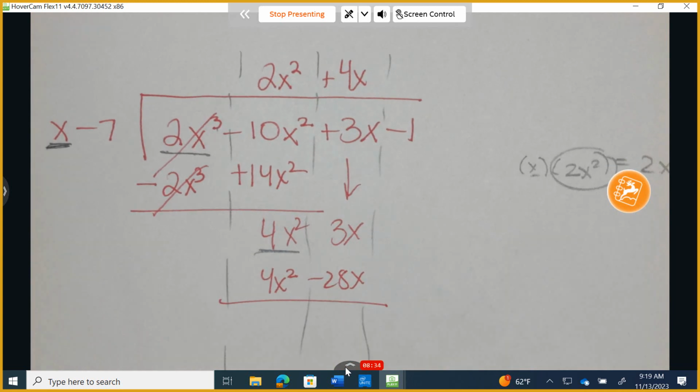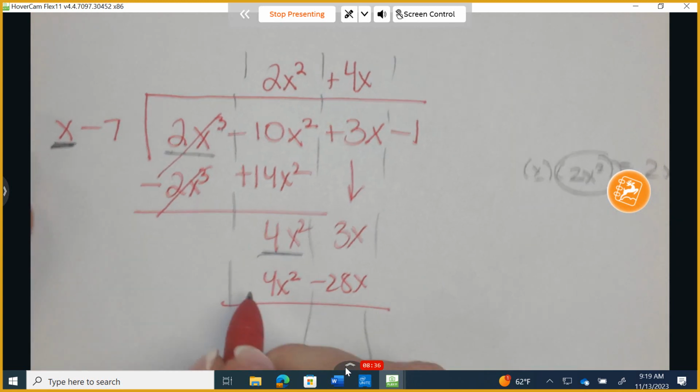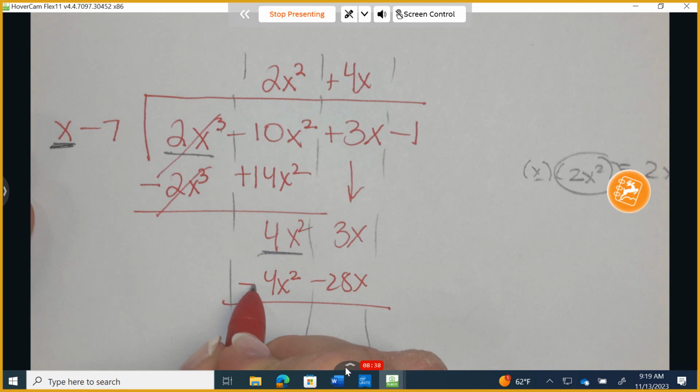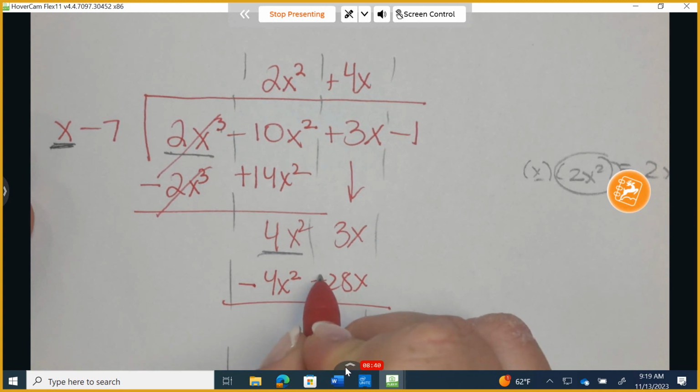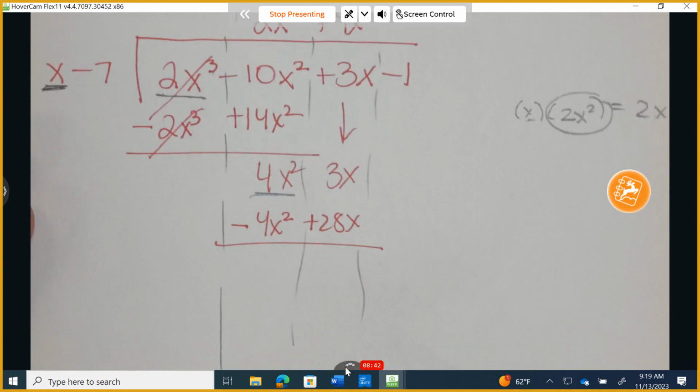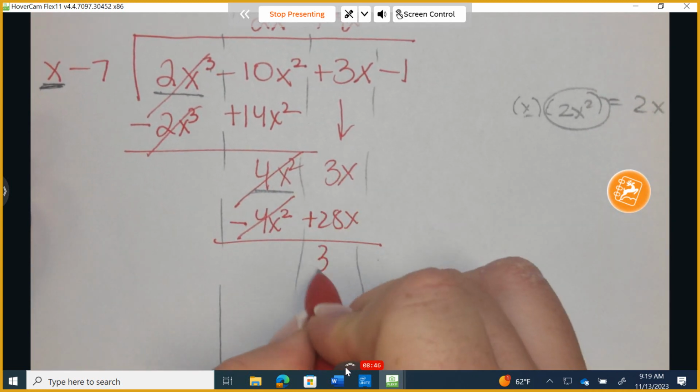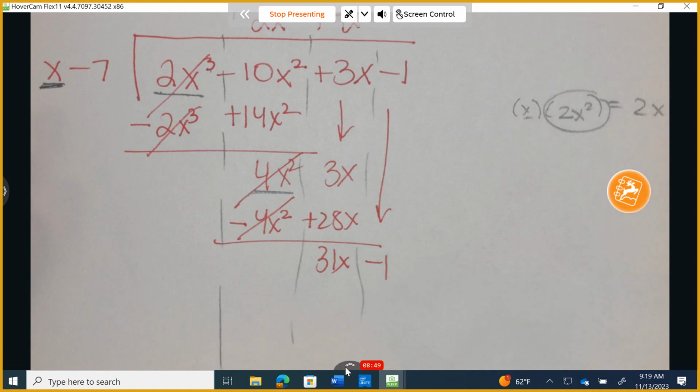The biggest mistake I saw students make on Friday is they change the sign of the first term on the second row, but they forgot to change the sign of the second term on the second row. Okay, so these are going to cancel out. They're additive inverses. I combine to get 31x, and I bring down the last term.